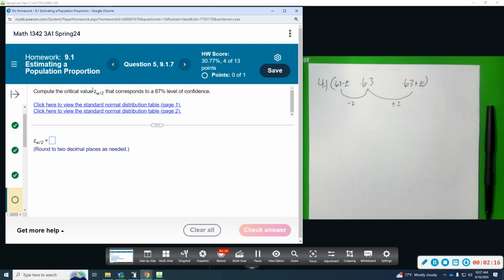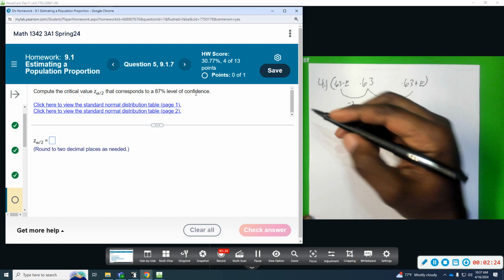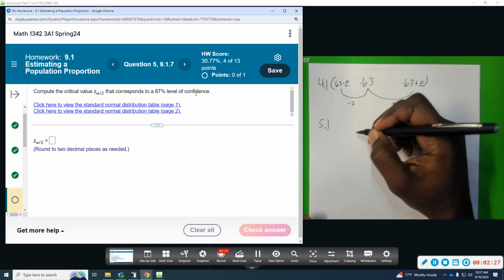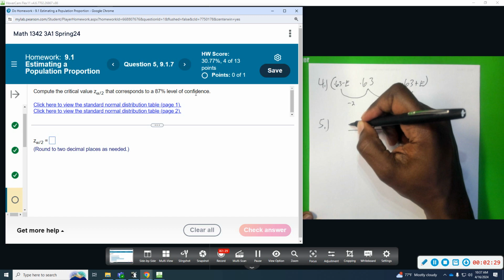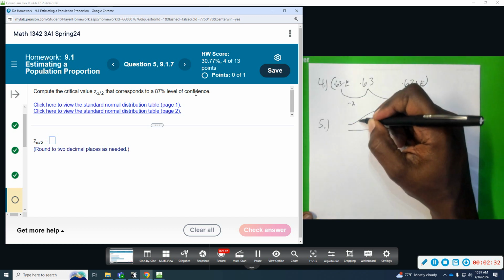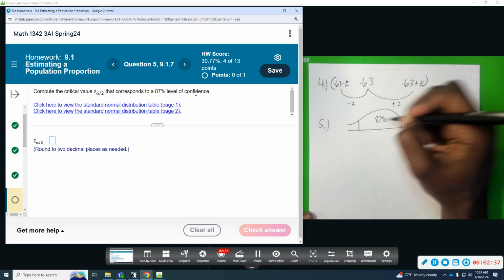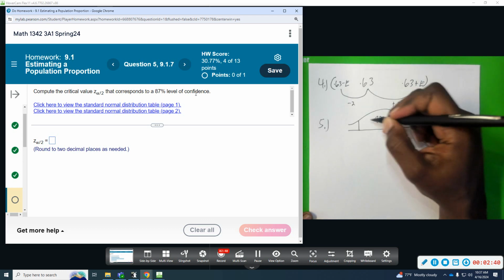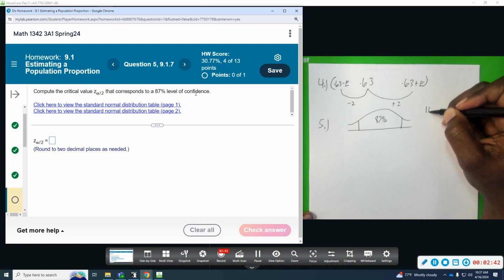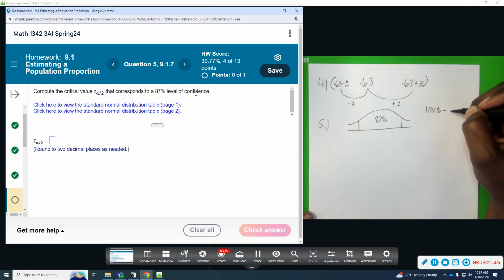Number 5, we want to compute the critical value that corresponds to an 87% level of confidence. Okay, so when we do this one, we're told that we're looking for these two values so that 87% is in the middle. So if I take 100%, subtract 87, that's going to leave me with 13%. As a decimal, that's just 0.13.